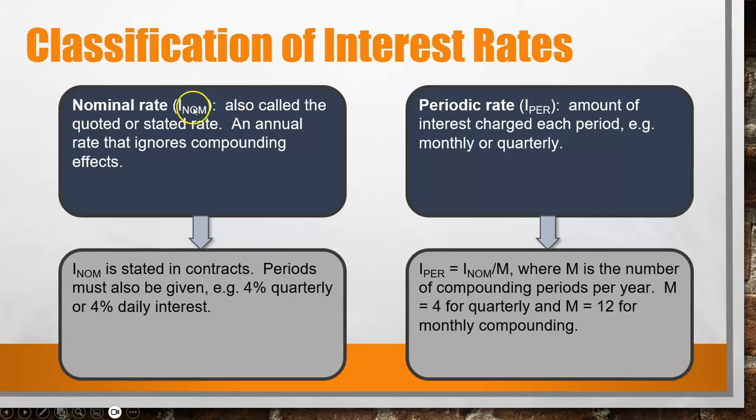So, classification of interest rates. Nominal rate, also called the quoted or stated rate, is an annual rate that ignores compounding effects. The periodic rate is the amount of interest charged each period, monthly or quarterly. It's stated on the contract, periods must be given, 4% quarterly or 4% daily. The periodic rate is the nominal rate divided by M, where M is the number of compounding periods per year. M equals 4 for quarterly, M equals 12 for monthly compounding. CDs are monthly, that kind of stuff. Loans are generally daily.